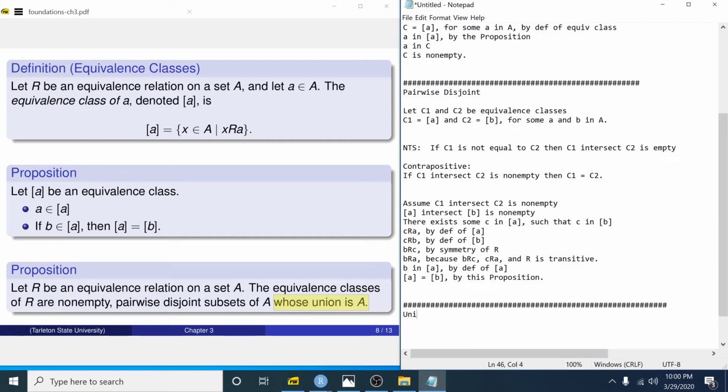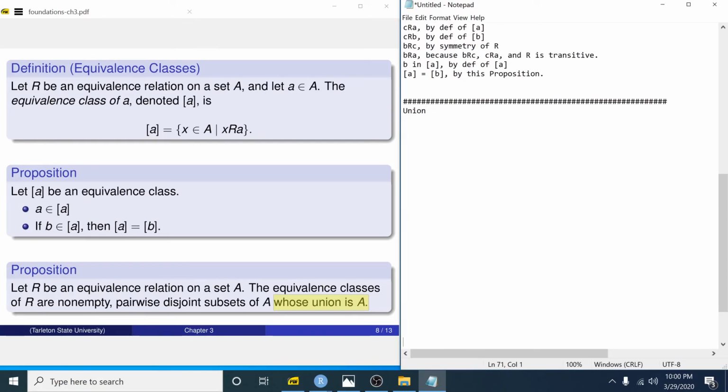Okay, so a good way to get started on this, why don't we just give a name to the union? Let U be the union of all the equivalence classes. Then basically we want to show that U is equal to A. We want to show that the union of all the equivalence classes is the entire space A. And of course, we know how to do that. We need to show that U is a subset of A, and we also need to show that A is a subset of U.